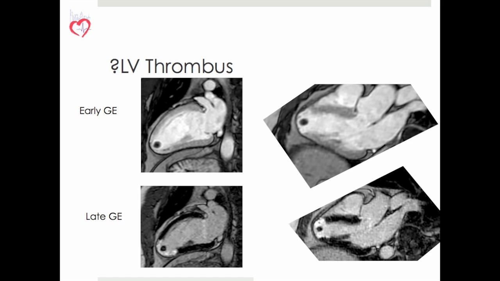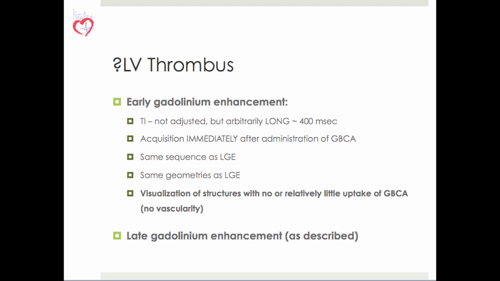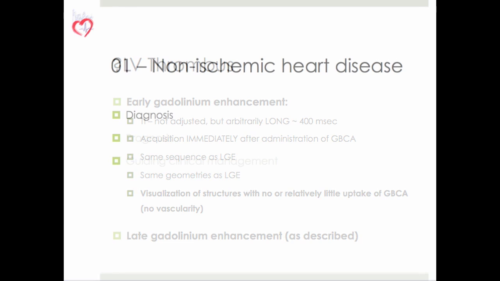Late gadolinium enhancement, as well as its modification early gadolinium enhancement, are presently the most accurate techniques in identification and follow-up of LV thrombi. Early gadolinium enhancement aims to visualize structures with no or relatively little uptake of gadolinium contrast agents within the first few minutes after administration, using the same sequences as well as the same geometries as late gadolinium enhancement. TI is chosen arbitrarily long, commonly around 400 milliseconds.